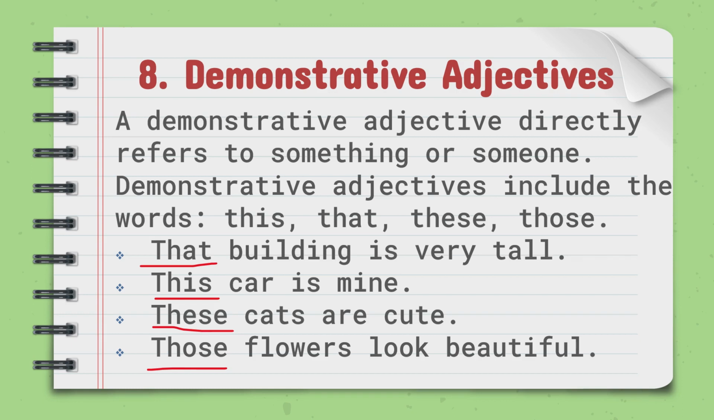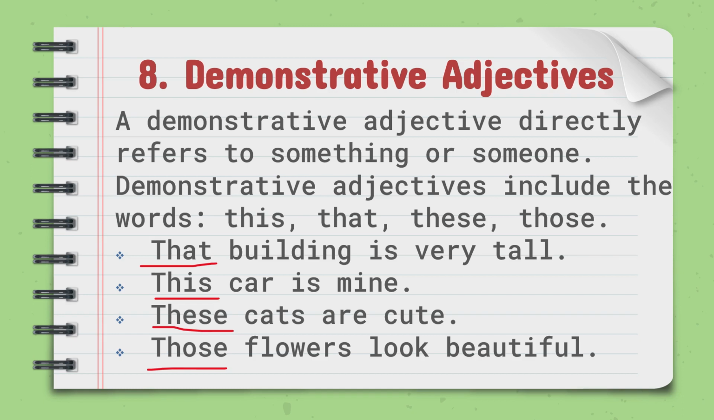That building is very tall. Building here is a noun and that tells us which building, that building, right? So it directly points at something, like it directly tells us which building. So the word that is a demonstrative adjective. Similarly, this car is mine. Car is a noun, and the word this here tells us which car. This car is near, like it is pointing at the car. The word this is a demonstrative adjective.